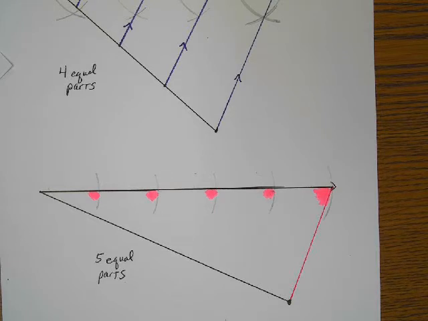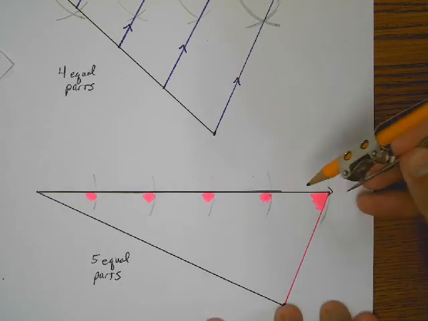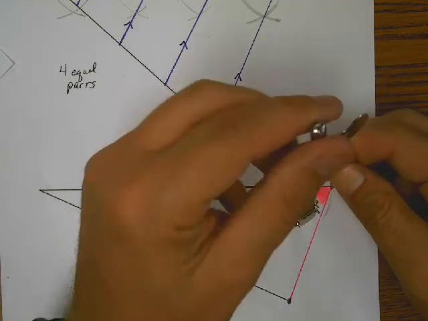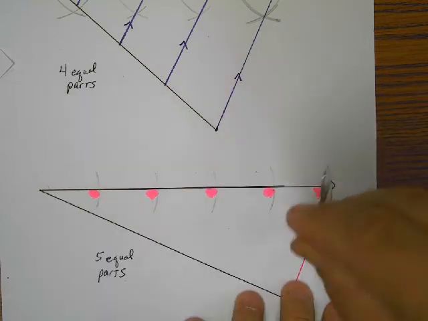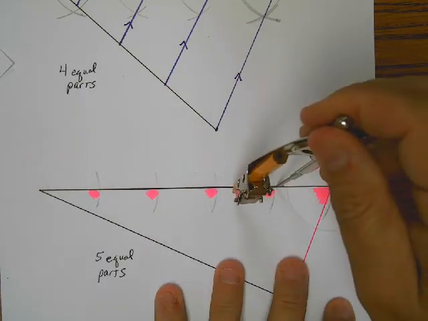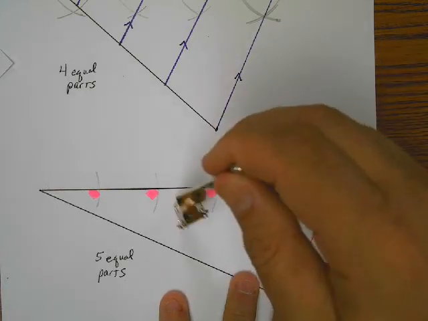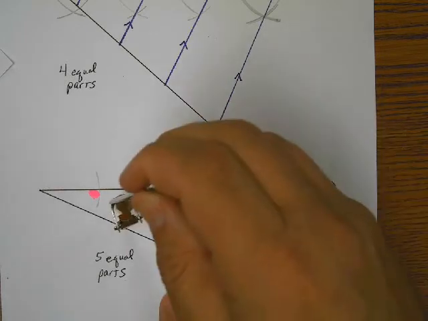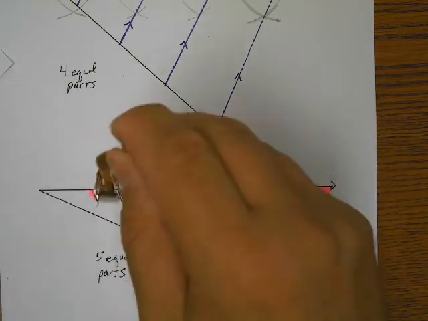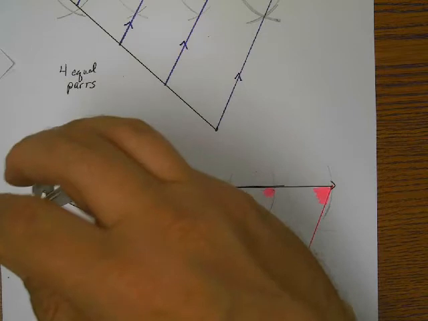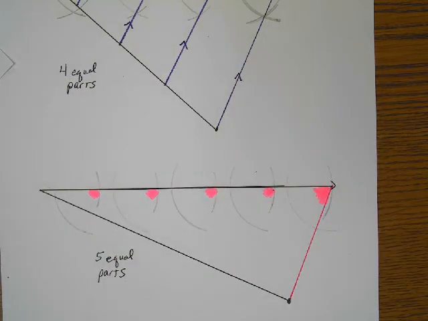Okay. Now I go to the actual mechanical part of copying an angle, like we did last Tuesday. So I'm going to pick out a random width on my compass, and then I'm going to make some marks here. 1, 2, 3, 4. Don't let your compass move. 5. JT, does that make sense?